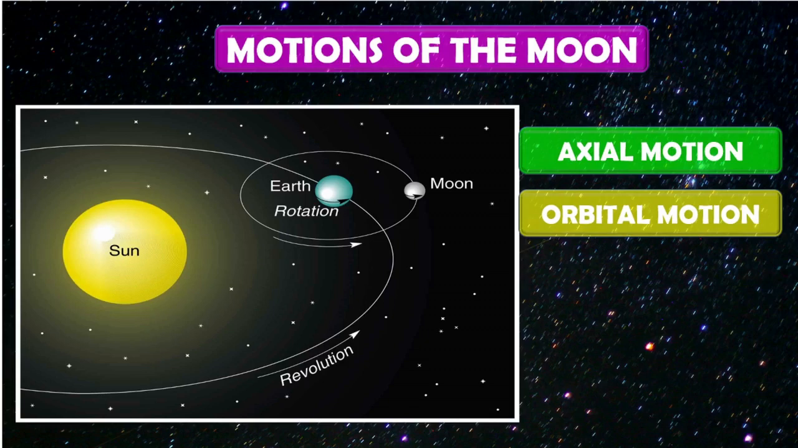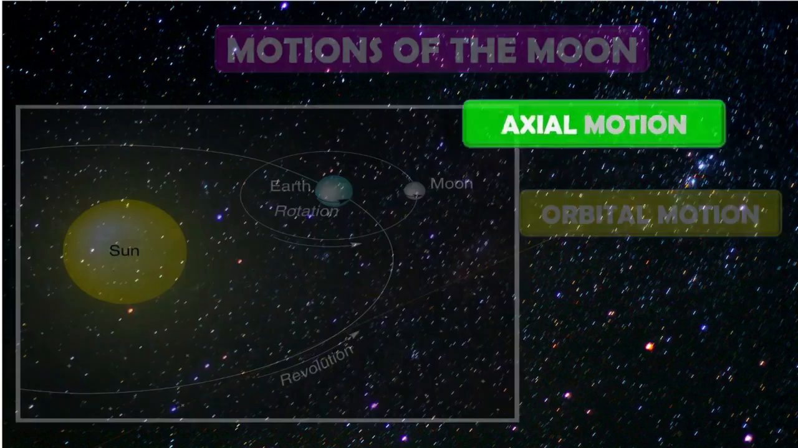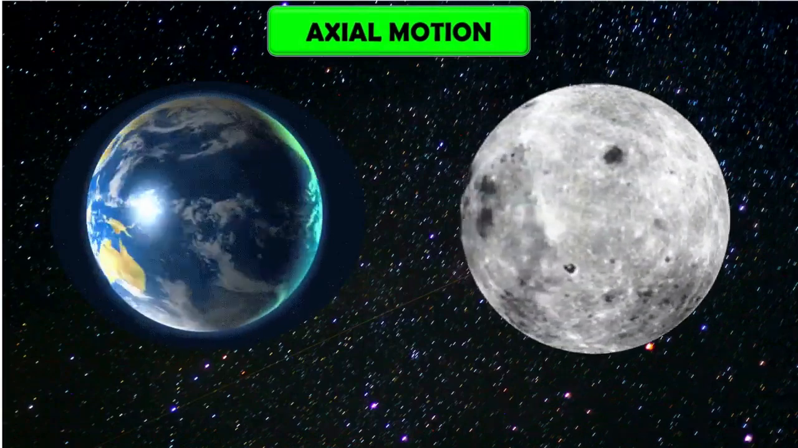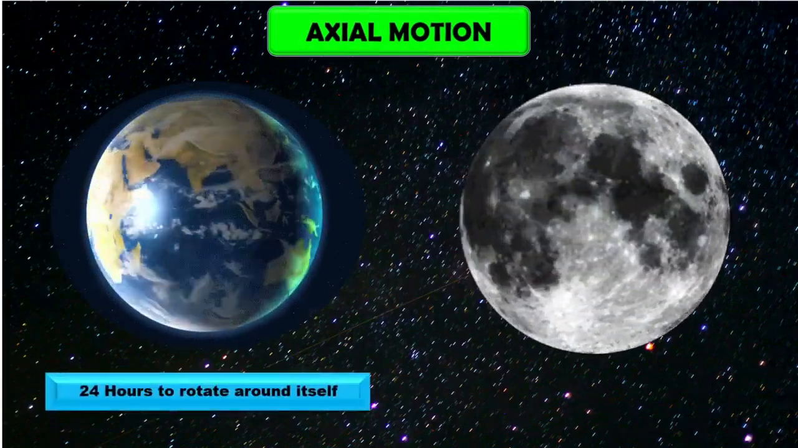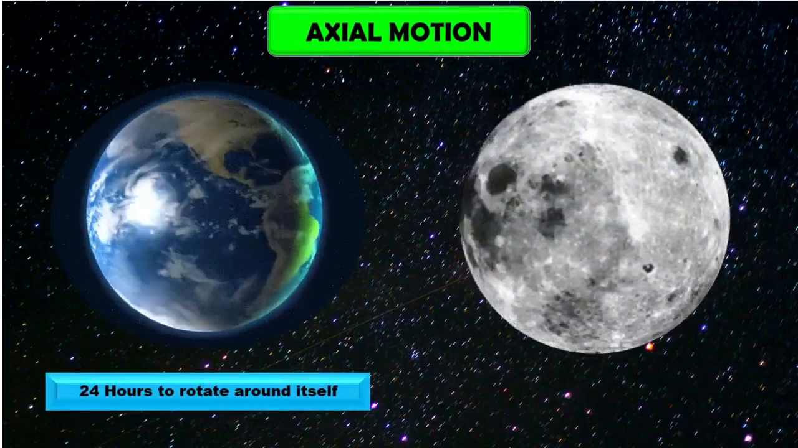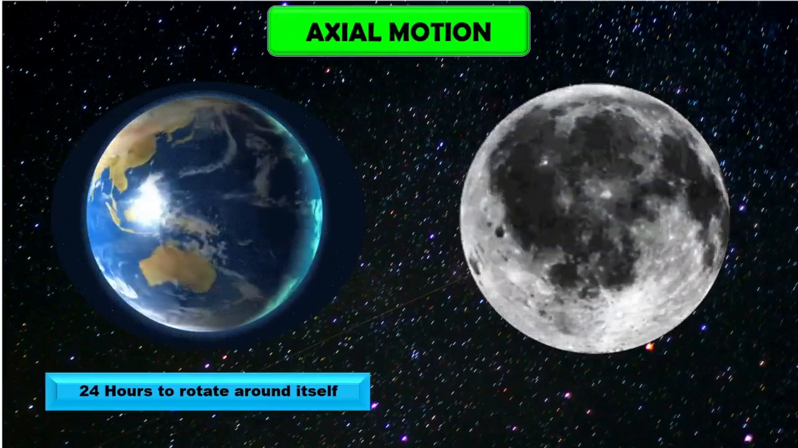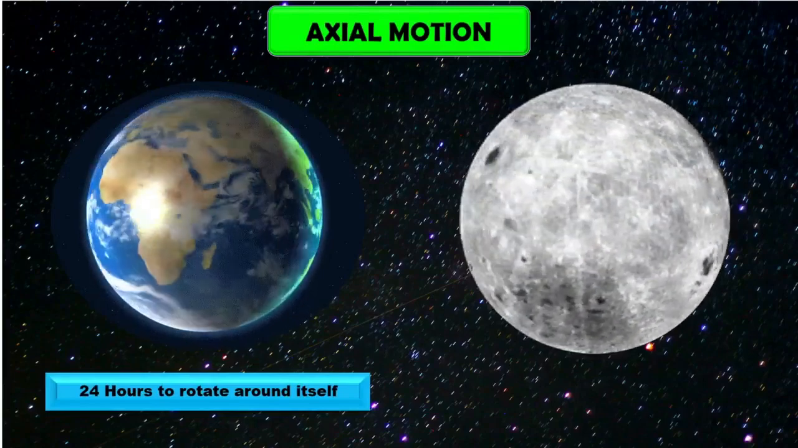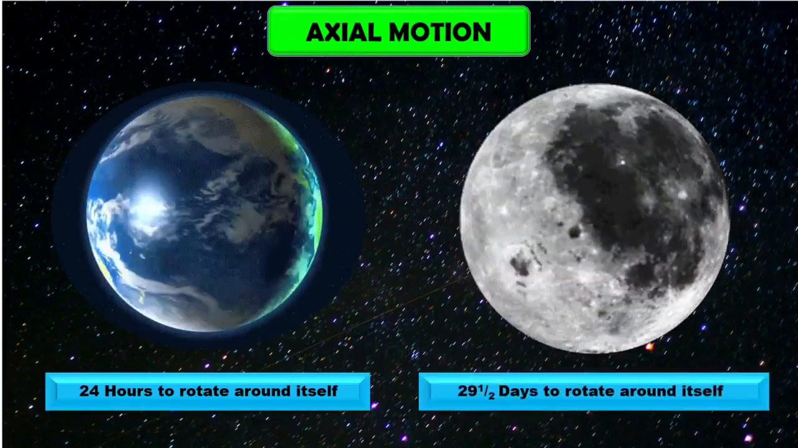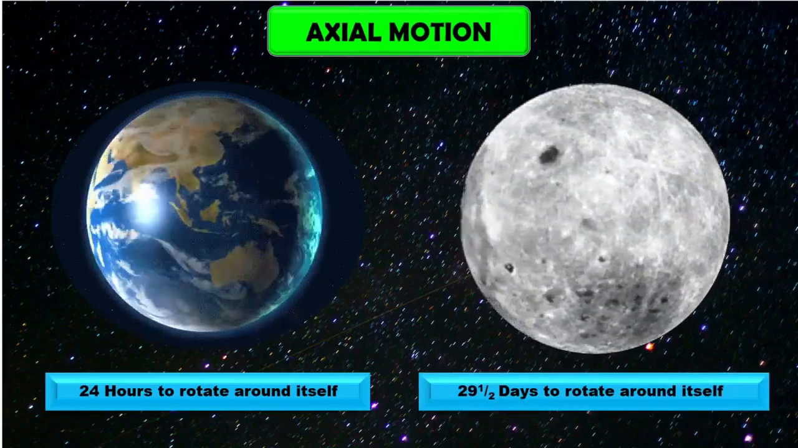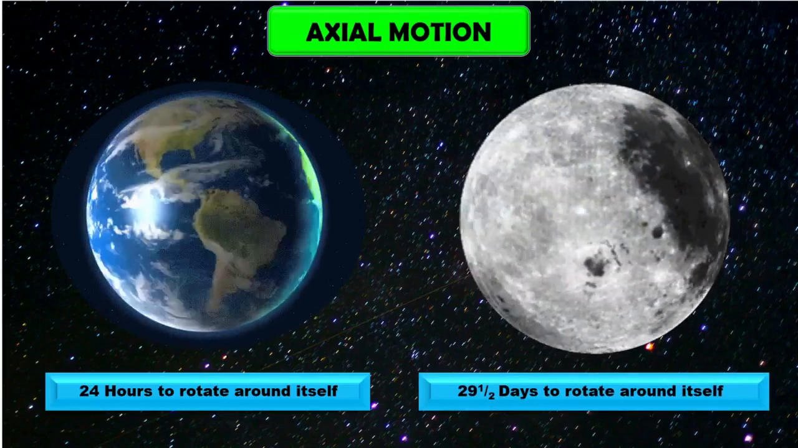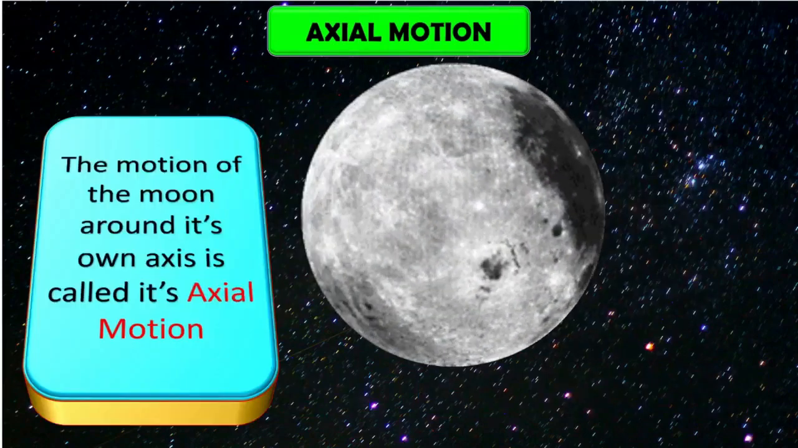Now students, let us see what is axial motion. In the previous lesson, we have studied that the earth rotates around itself. In a similar manner, the moon also rotates around itself. Earth takes 24 hours to rotate around itself, whereas the moon takes 29.5 days to rotate around itself. So here the motion of the moon around its own axis is called its axial motion.